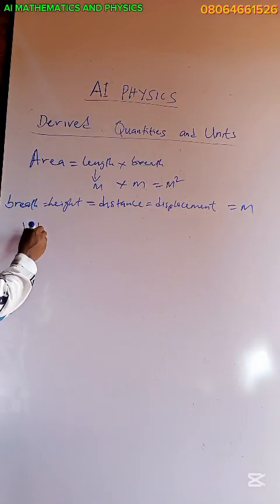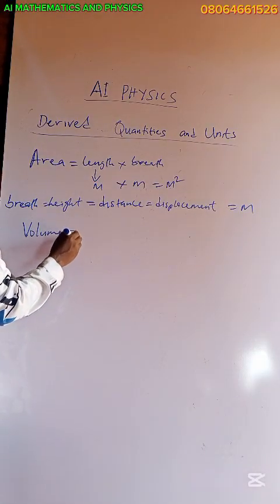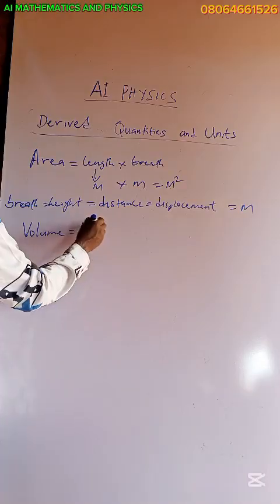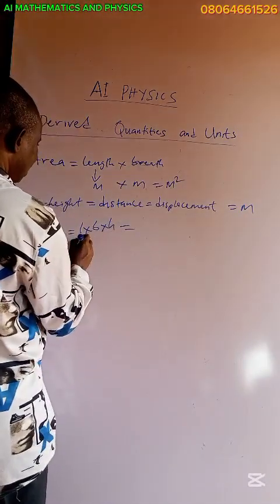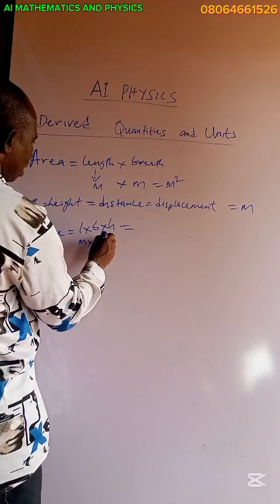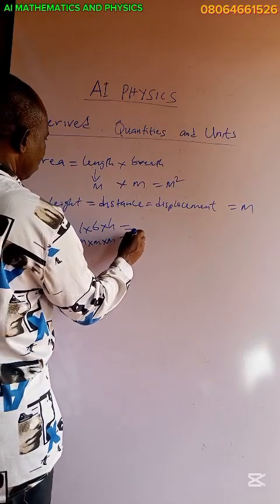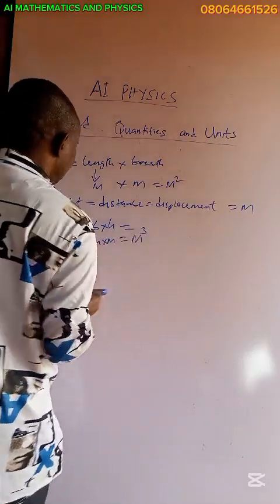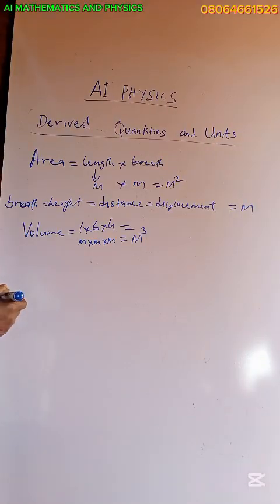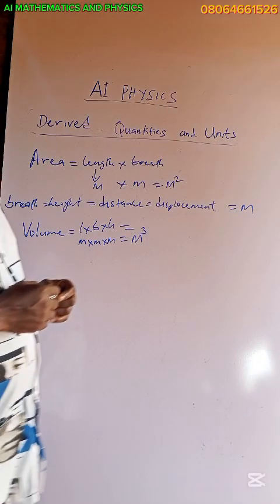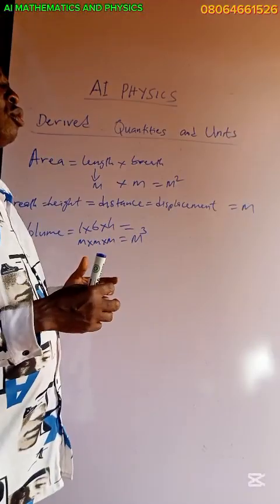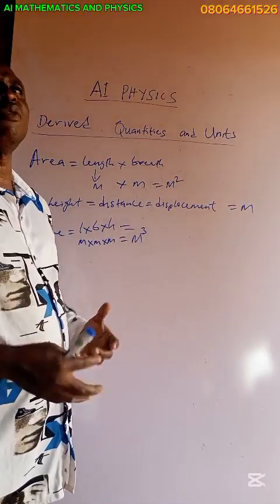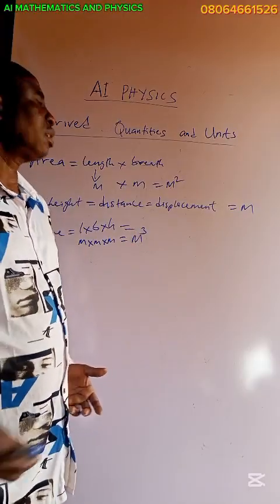Volume is length times breadth times height, which is meter multiplied by meter multiplied by meter, which is equal to meter raised to power 3. Then, I told you that you have to know the formula. That's why maths and physics go pari passu. You must understand mathematics before you can excel in physics.